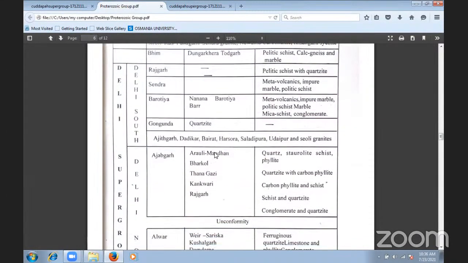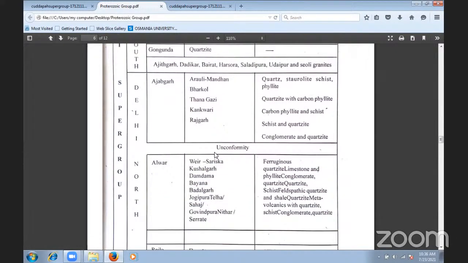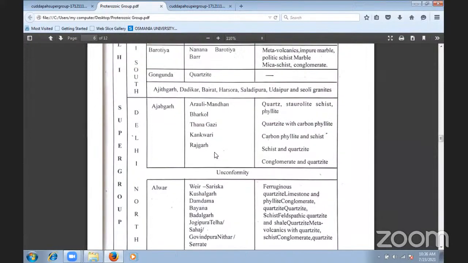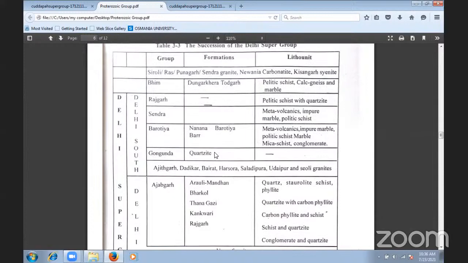This is the Delhi supergroup classification. The upper portion is indicated as Delhi North, and the lower portion as Delhi South. Finally, as I told you just now, it is divided into the Gogunda, Kumbhalgarh, Sendra, Rajgarh, and Bhim groups. The formations mainly depend on lithological units consisting of biotite schist, calc-gneiss, marbles, and metavolcanics, impure marble.